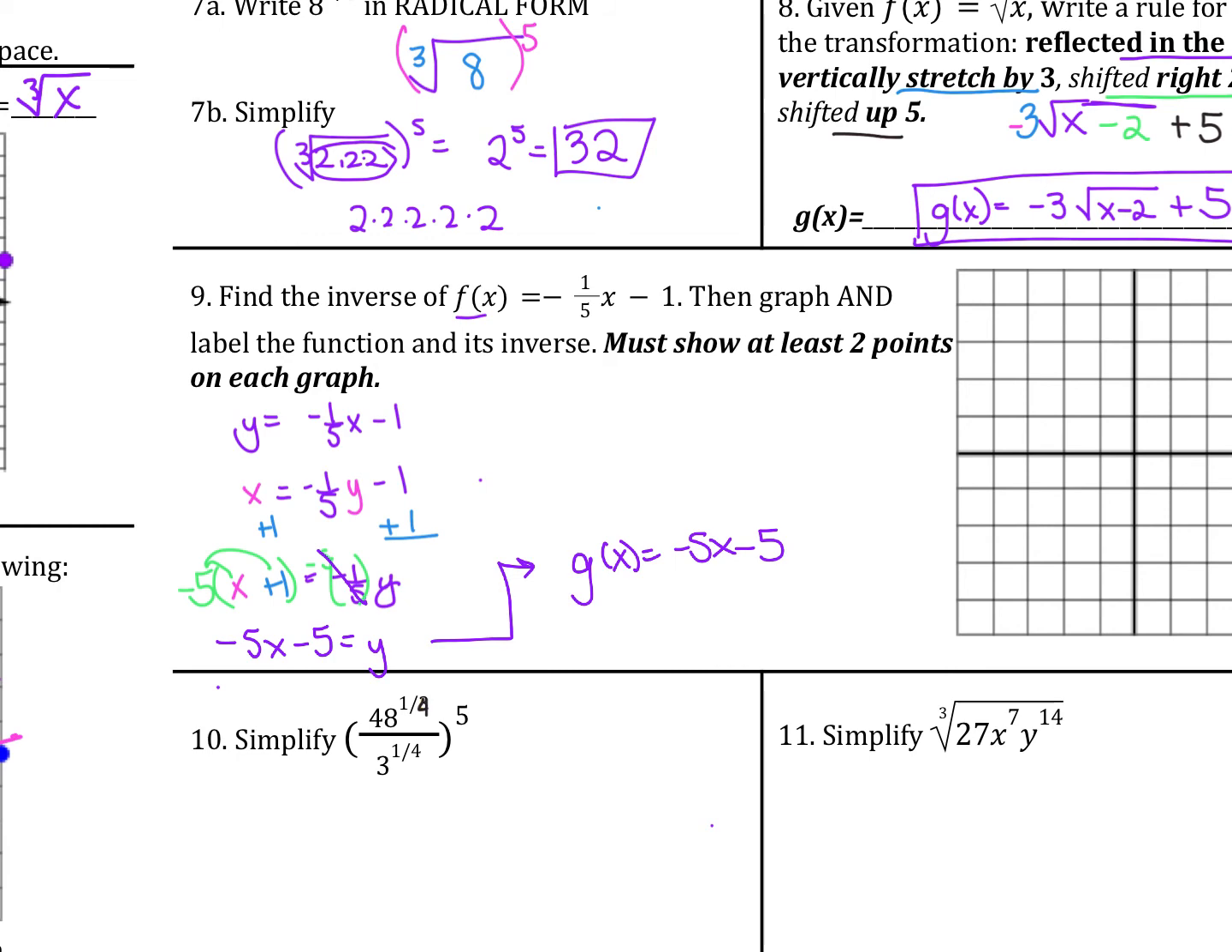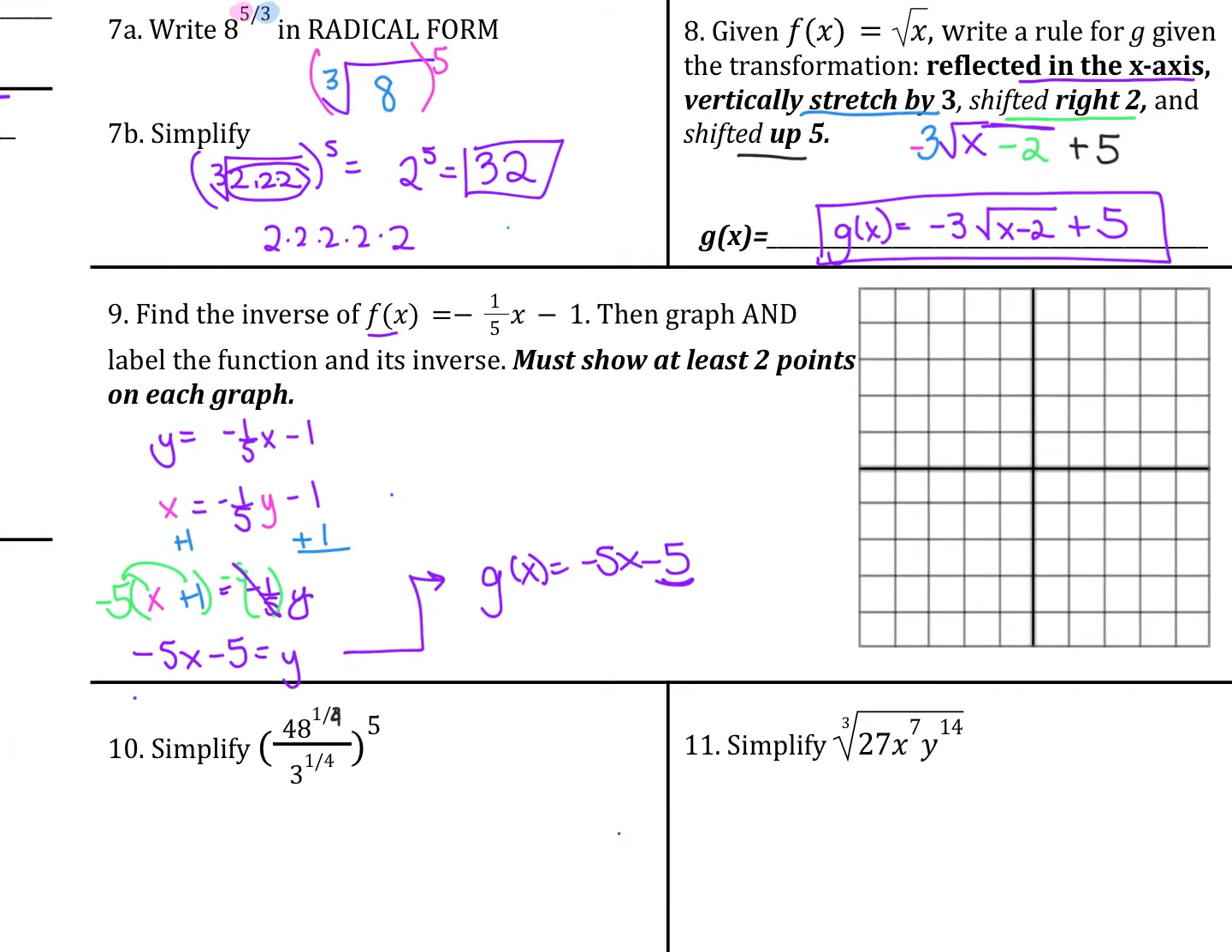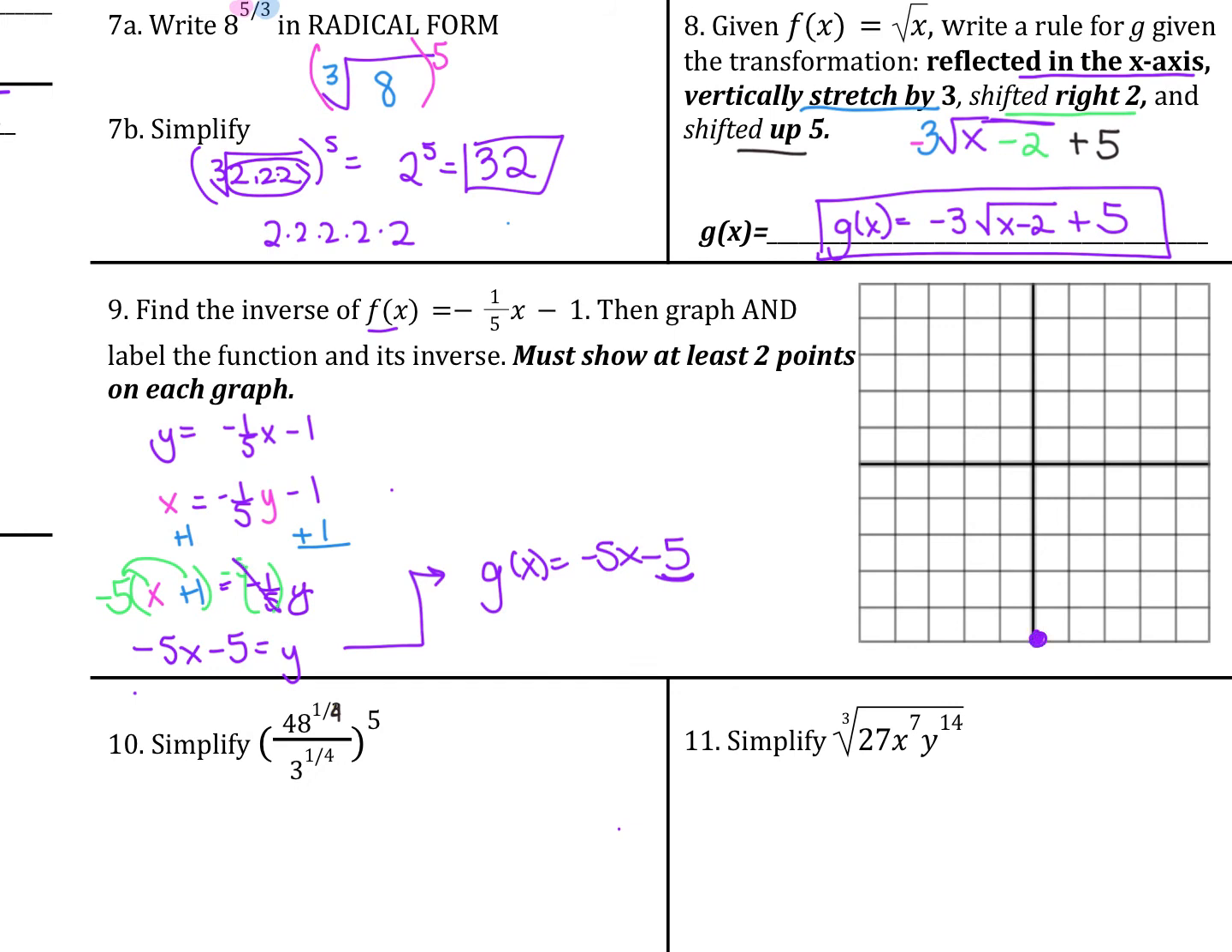So now let's graph. So I'm going to graph g of x first. We start at the y-intercept of negative 5. And then our slope is negative 5 over 1 or positive 5 over negative 1. So I can't go down, right? There's no room for me here. So I can go up 5, left 1, up 5, left 1, up 5, left 1. And there is my g of x.